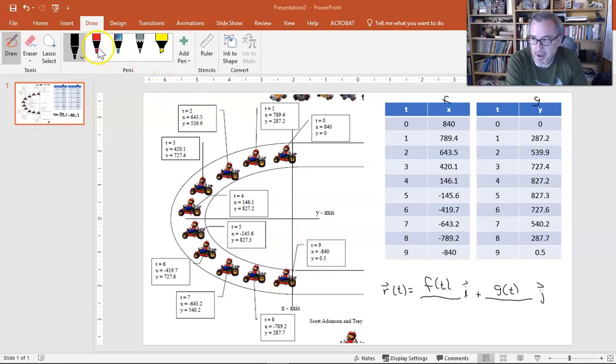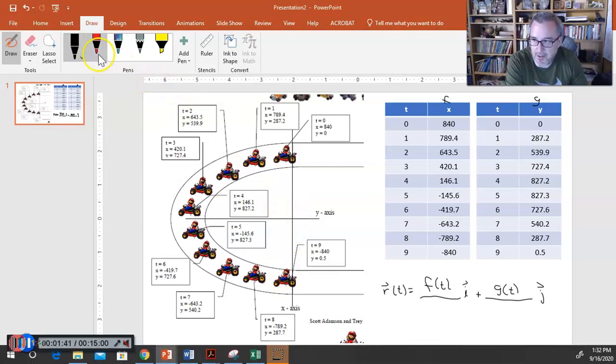Now I'd like you to imagine a vector, we call it a position vector, a vector that originates at the origin and terminates at wherever Mario is. So it's not just a single static vector, but it's a whole series of vectors that change as time changes. So when time is 0, we would see this vector here. When time is 1, we'd see this vector here, etc.